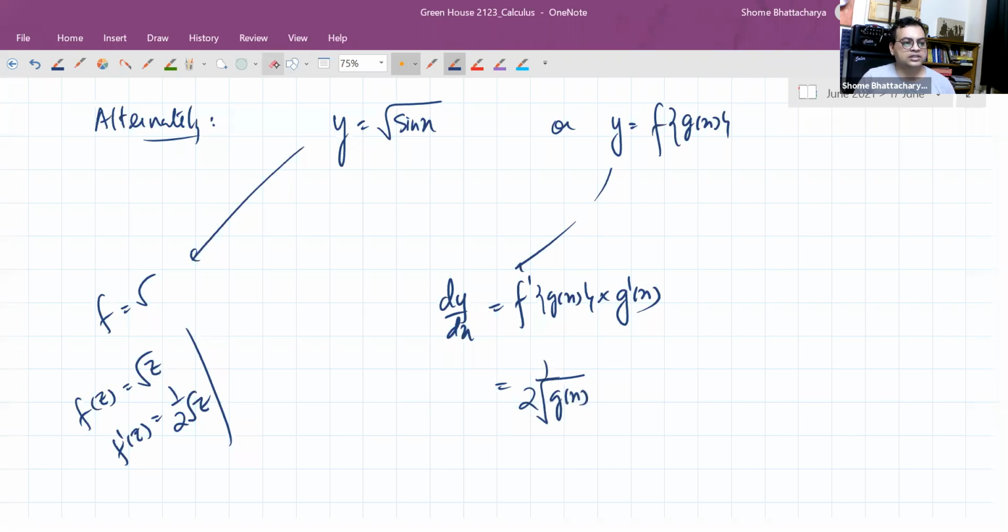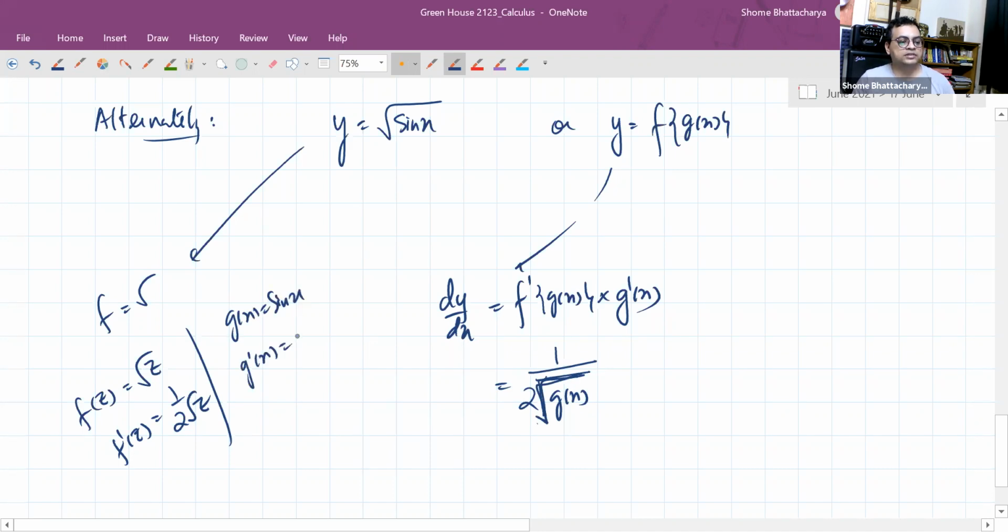And what is our g x? Our g x is sine x. So g prime x is derivative of sine x, which is cos x. So this is this into cos x. So you can directly see that it's cos x upon 2 times root sine x.